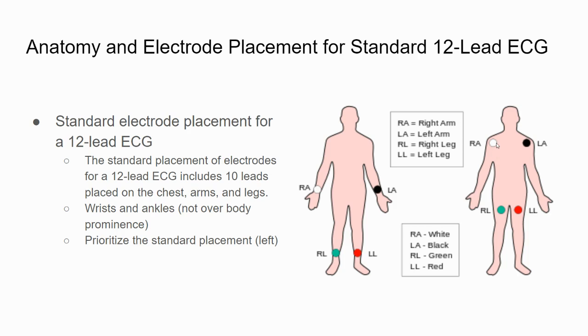You can come more peripheral here. So you can see here they've put the white lead on the right arm and the black lead on the left arm, more around the shoulder. And then on the legs, they've put it up on the quads. This is an alternative placement, but it is not our standard placement. And I'll actually show you what our contingency plan is if we can't get a good rhythm from our standard placement.